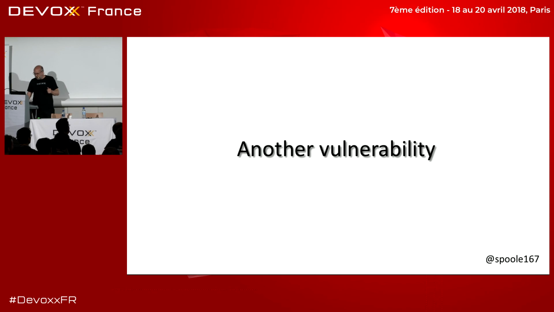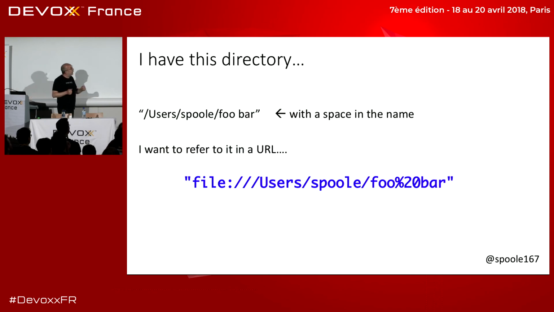So I'm going to do another one. Let's do some more code. I have this URL. You can tell I've got a Mac, /users foo spacebar. And I want to refer to it in a URL, okay? So there we are, file colon, blah, blah, blah. And I've got %20 because that's how you encode it. So there we are, nice little URL, okay?